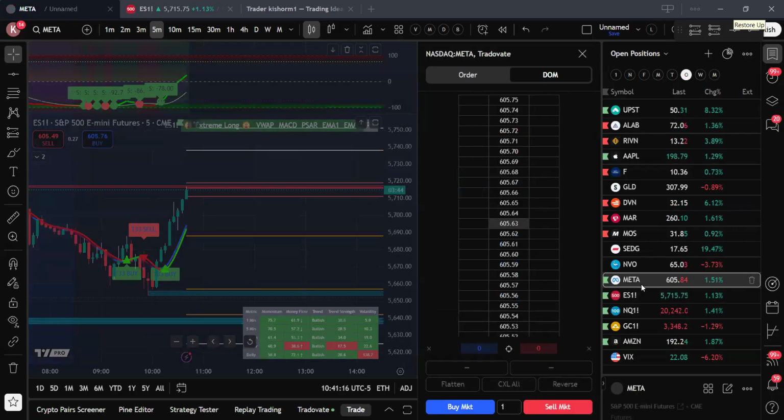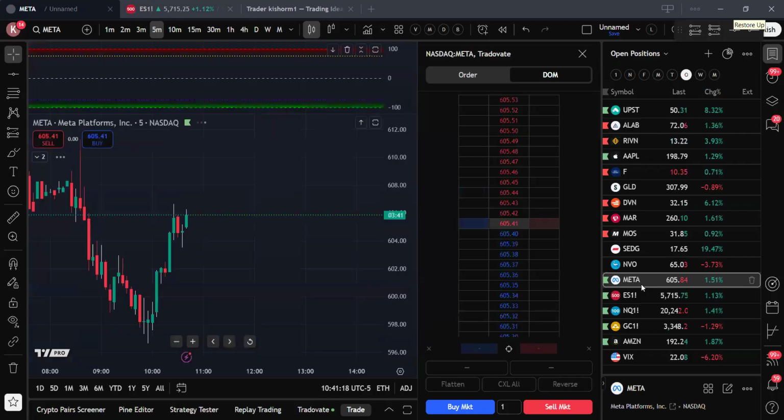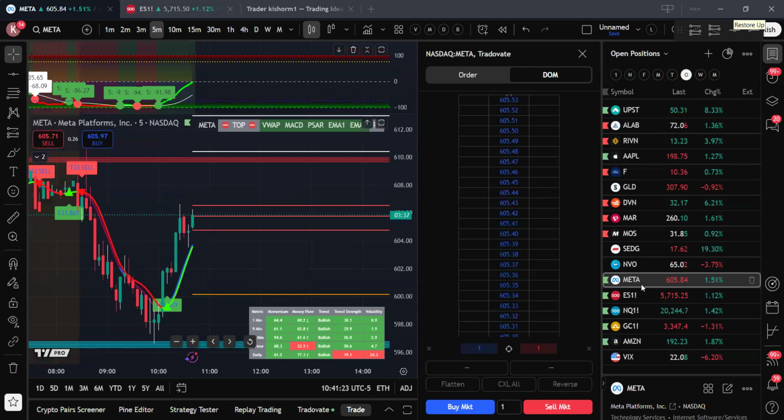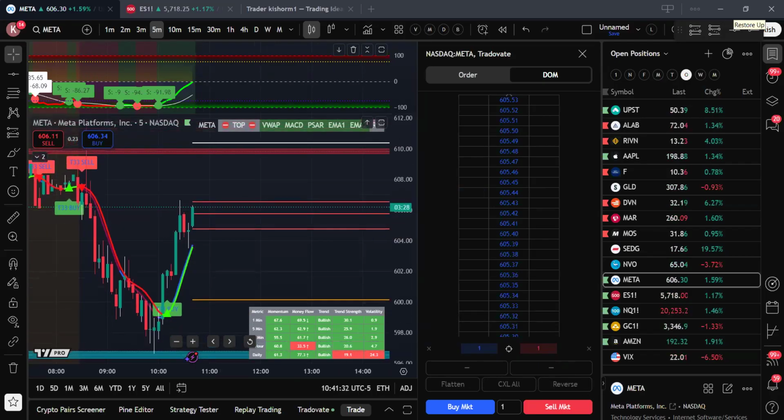The good calls on Meta and Amazon. If it breaks this level, it will go all the way to 16. Which are making huge profits.